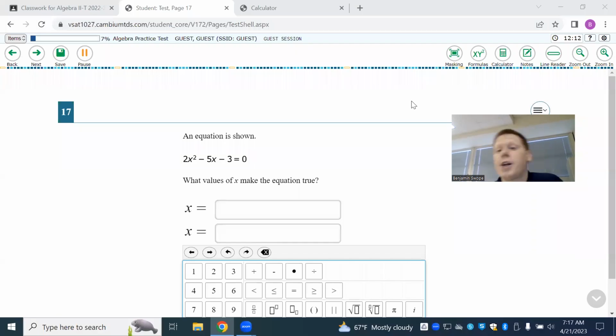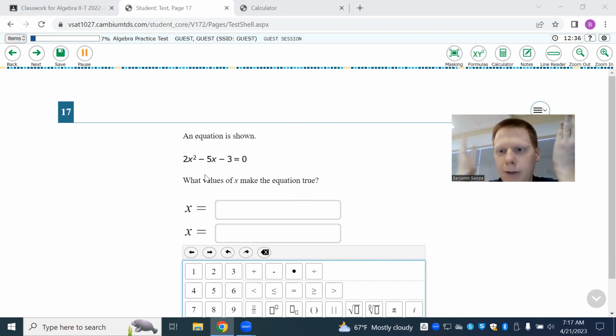All right, Swope here showing you another case that you can use Desmos on your test. Let's say you have an equation that you are trying to solve. So here in number 17, you can see they're essentially asking us to solve this. They might say solve this equation, or they might say what values of x make it true. Basically, we're trying to find x's that make this equal 0, which is the same thing as solving.